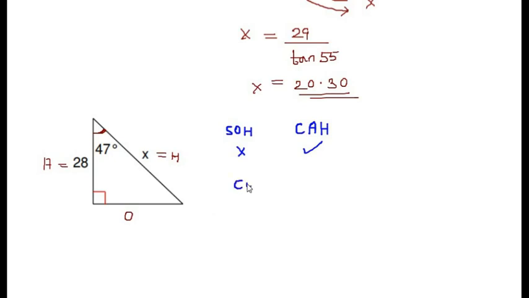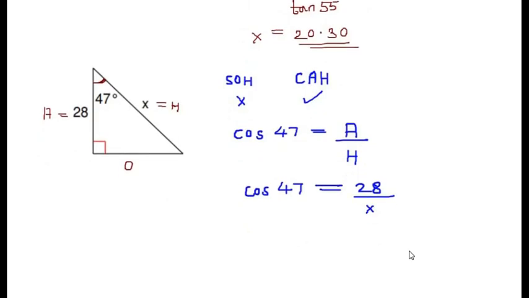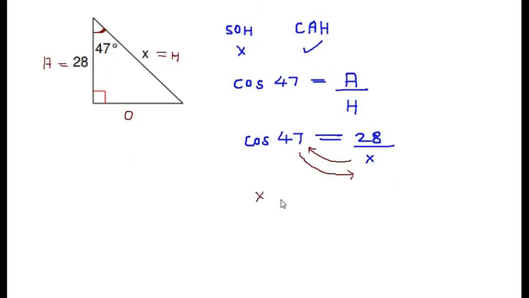So we can write it as cos of 47 degrees equals adjacent over hypotenuse. So we have cos of 47 degrees equals adjacent is 28 and hypotenuse is x, which we need to find. Again, we have to exchange the places. X comes in the place of cos 47 and cos 47 comes in the place of x. So we can write it as x equals 28 over cos 47.